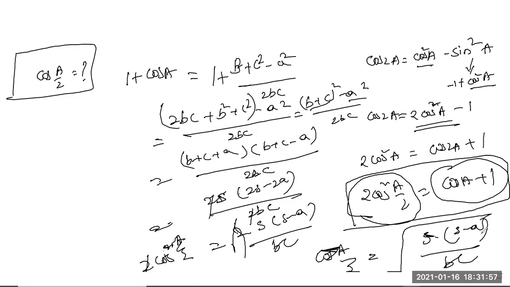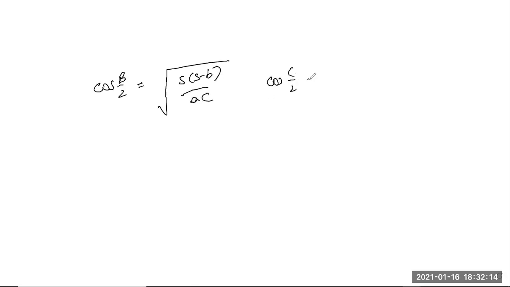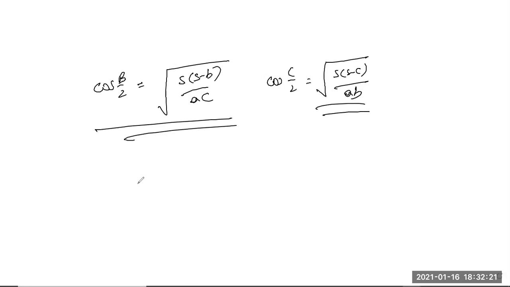So this is how you derive it. Similarly, cos B by 2 is the square root of s into s minus b by ac. Cos C by 2 is the square root of s into s minus c divided by ab. Now, sin A by 2 is the square root of s minus b into s minus c by bc.